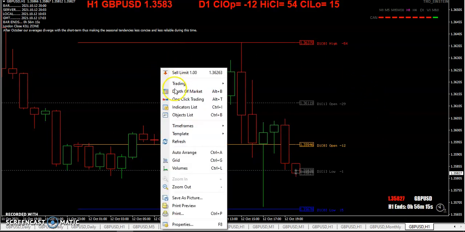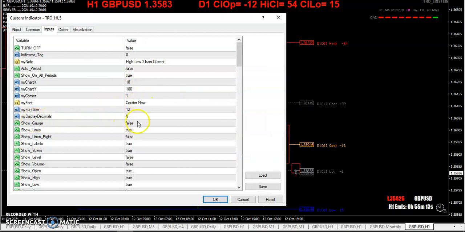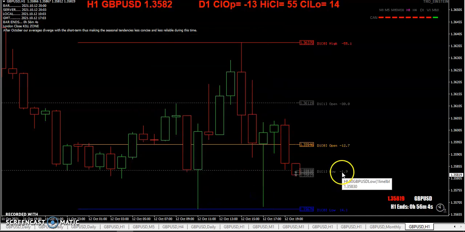Oh, and there's one other thing you might want to do. I think I showed you this, another indicator, display decimals. So we know we're 1 point or almost 2 pips below. So you could have made a quick scalp there for 2 pips.